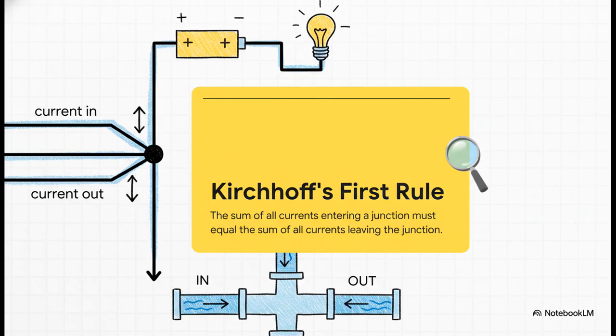Okay, our first tool is the junction rule. This is really just conservation of charge dressed up for circuits. Think about it. At any junction, at any one of those nodes, charge can't just be created out of thin air, and it can't just vanish. It's like plumbing. The amount of water flowing into an intersection of pipes has to equal the amount flowing out. Same deal here. The total current flowing into a junction must be exactly equal to the total current flowing out.